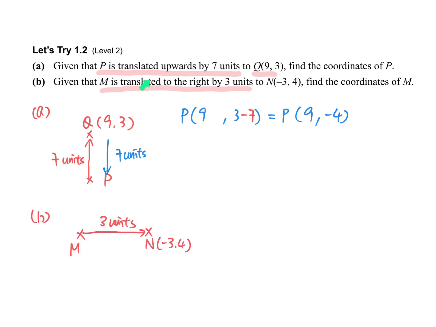Part B, M is translated to the right by 3 units to N. Since N is the known coordinates, it can be the starting point, so the opposite will be that N is translated to the left to M by the same 3 units. It is a horizontal line, it looks like the x-axis, so the effect will be on the x coordinate, -3. Okay, to the left it is -3. So at the end, the M coordinates will be -6 and 4.